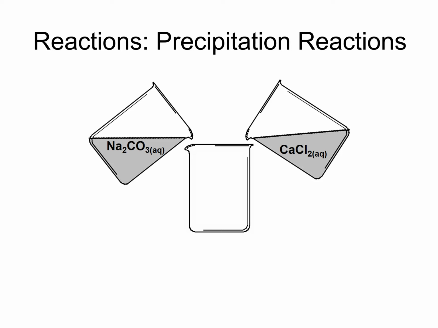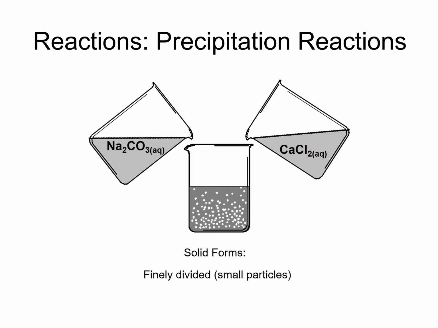When we pour them together, however, we get an interesting result, and that is the formation of a snowstorm, or a precipitate, the cloudiness that one associates with a precipitation reaction. This was a solid not observed in either of the beakers to begin with, and so truly represents something chemical in nature. The solid forms. It consists of finely divided small particles that can sometimes appear as a cloudy mixture that would eventually, as shown here in this animation, settle to the bottom given enough time.